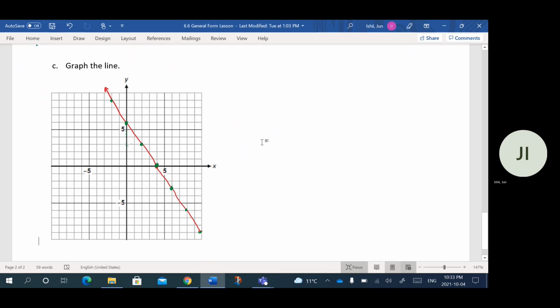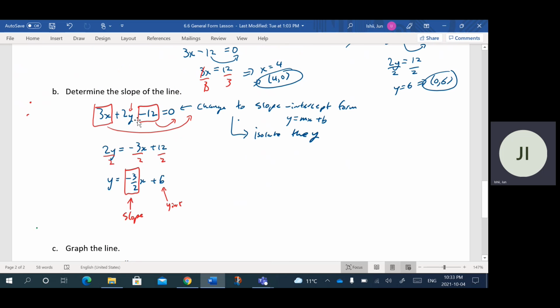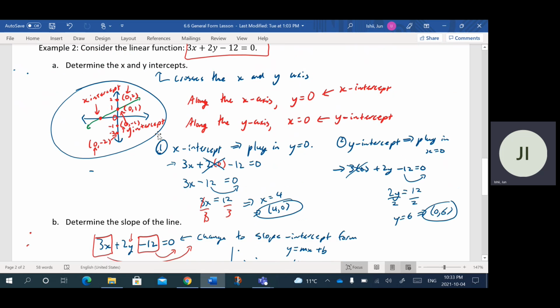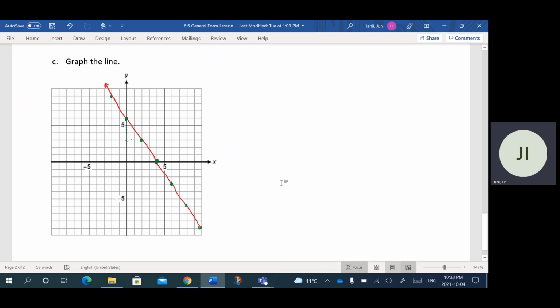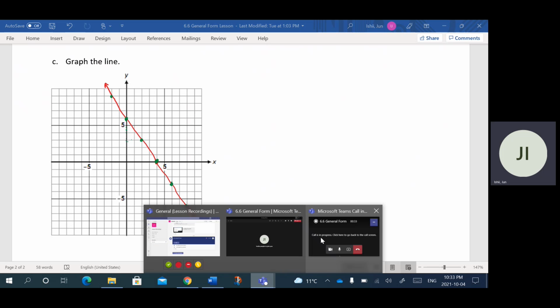Cool. So either way, you can convert it to slope-intercept form and graph it that way if that makes you feel comfortable, or you can just find the 2 intercepts, plot those 2 intercepts, and then draw a line through them. Cool. All right, guys, so that is the lesson on the general form of a linear function.